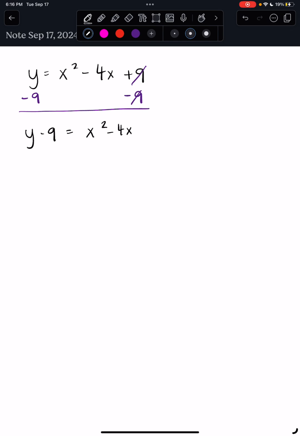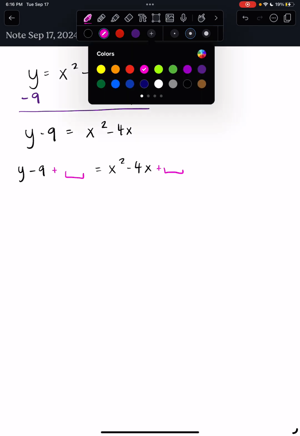So now, in order to manipulate the right-hand side to make it a perfect square, because remember in vertex form we're trying to get to a perfect square, we're going to need to add something to the right-hand side. And whatever we add to the right-hand side, we're also going to want to add to the left-hand side to make sure that we're balancing our equation. So I'm just setting us up to see that we're going to add something to both sides of our equation.